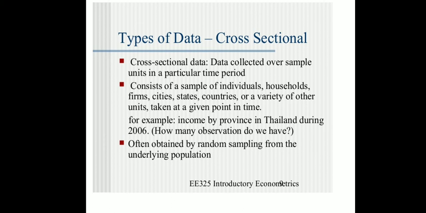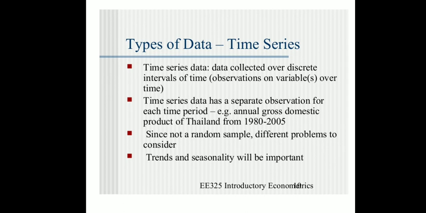So next is time series data. Time series data is data collected for the same unit at different times, for each household, income for different years. So if you collect the data for household number 5 every 5 years, that is time series data. Time series data is collected over discrete intervals of time over a time period, so it has a separate observation for each time period.